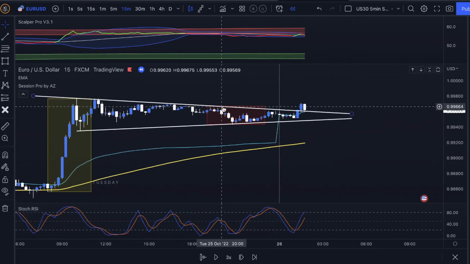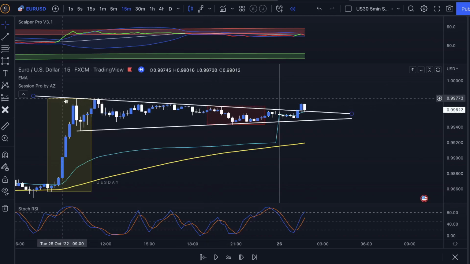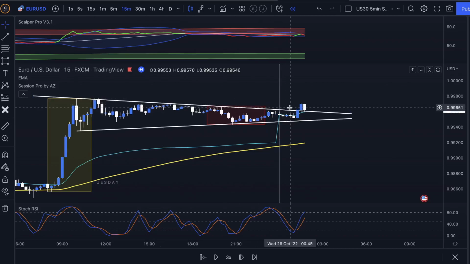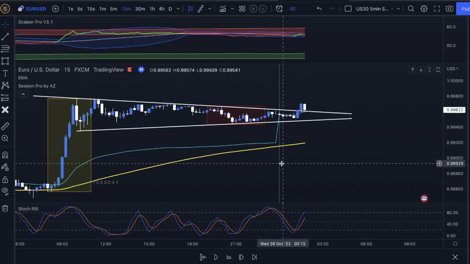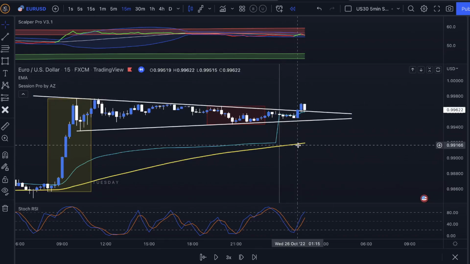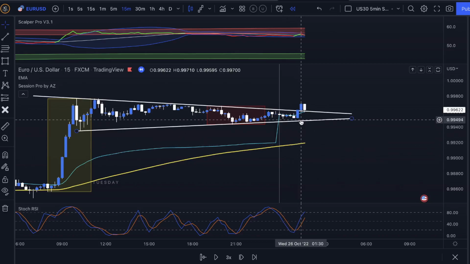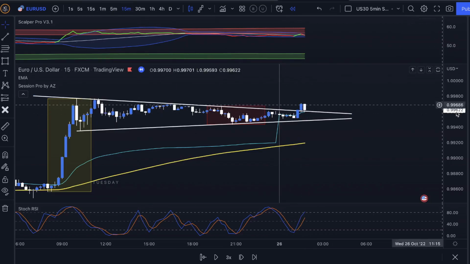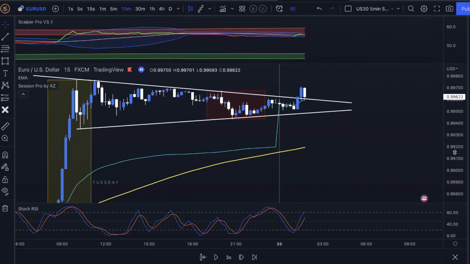We broke above the 15-minute Asia session high. We are still below, we also just broke out above this trend line. The 144 EMA is below current price, and we are above the VWAP that has just been reset 2 hours ago or something. So now let me zoom in here.